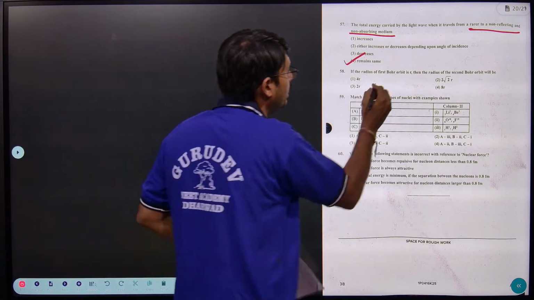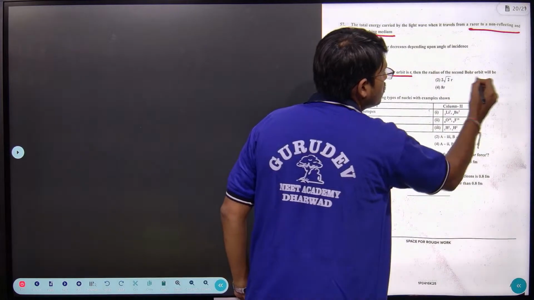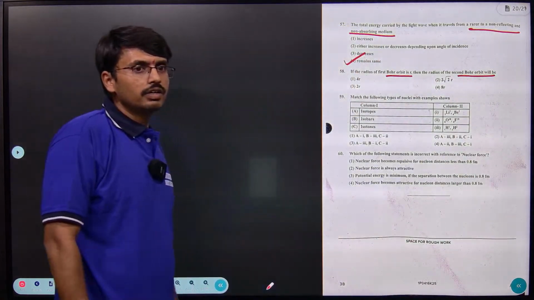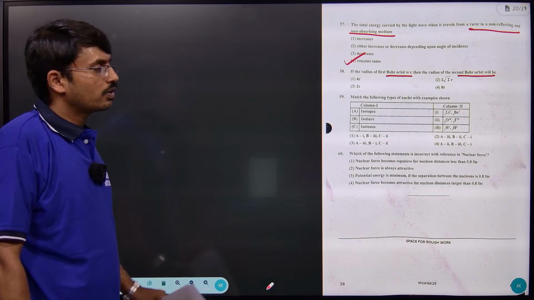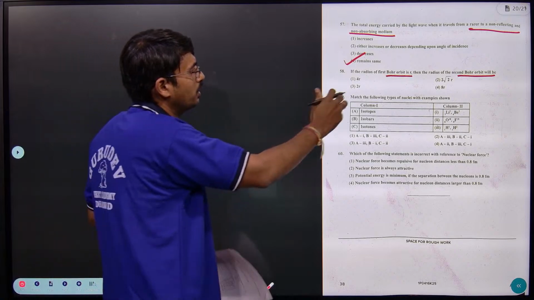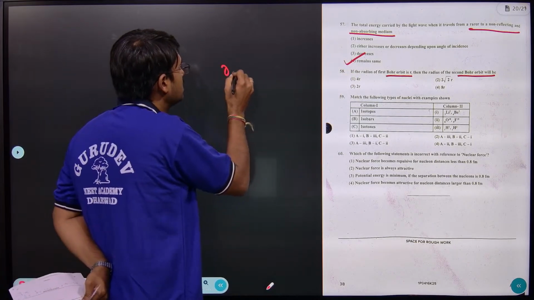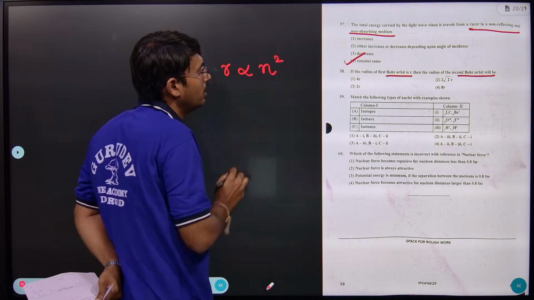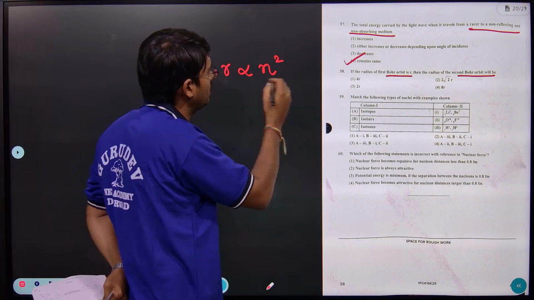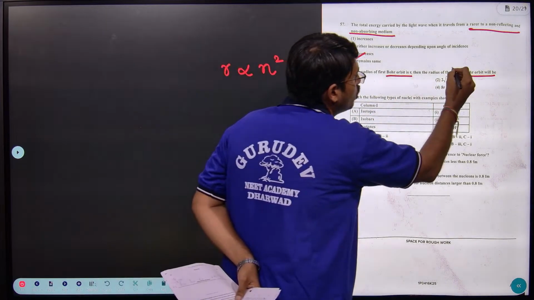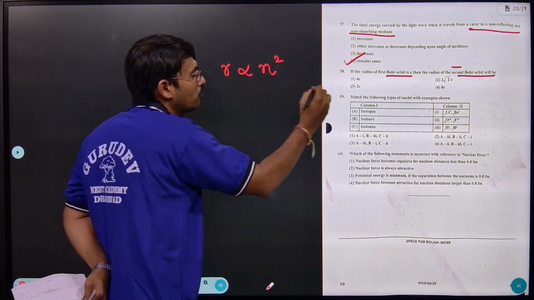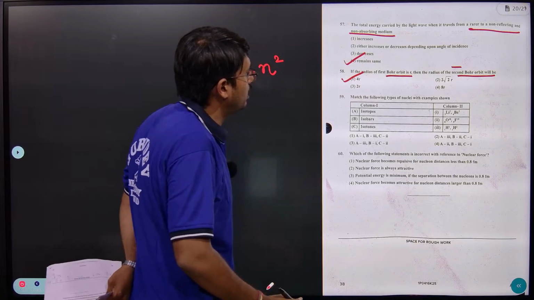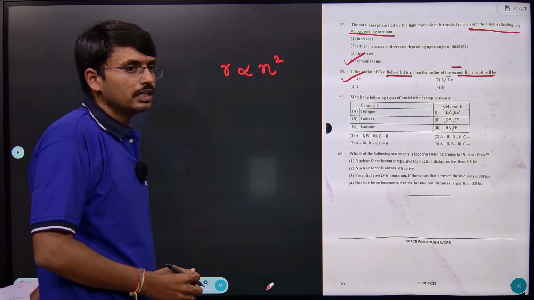58, so look at, radius of the Bohr orbit is r, then radius of the second Bohr orbit. So here the radius is directly proportional to n square, and as a result, for the second orbit n equals 2, so therefore we can straight away take 4r as the right answer.